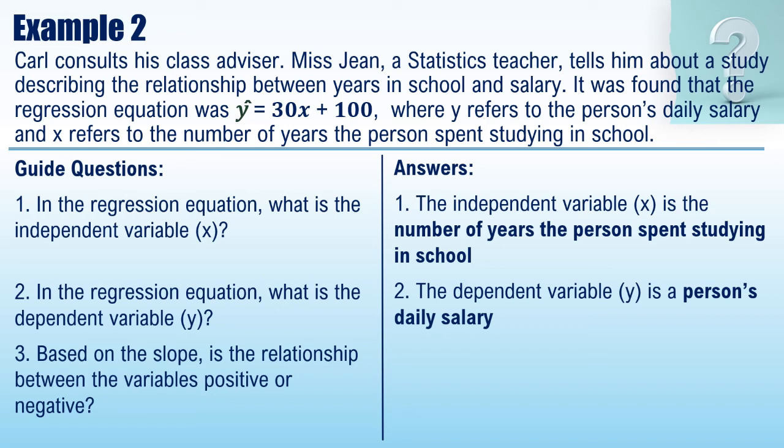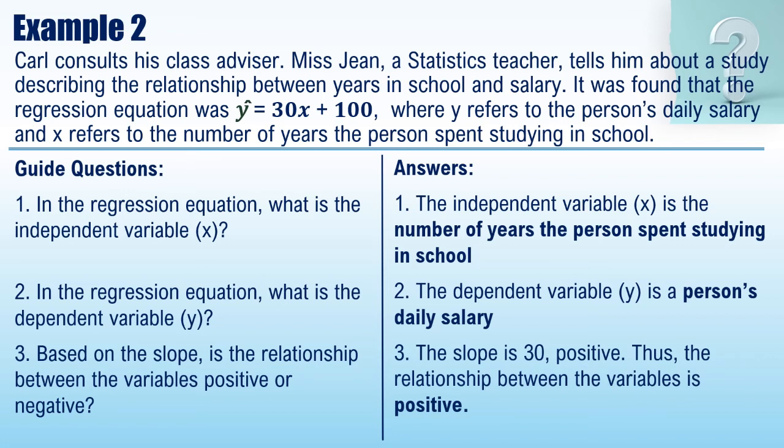For the third question, based on the slope, is the relationship between the variables positive or negative? So looking at the slope here, in the regression equation, y equals 30x plus 100. Remember that the slope is the coefficient of x, so we have here 30x. The slope is 30, and this is positive. Therefore, the relationship between the variables is positive, meaning as x increases, y also increases.